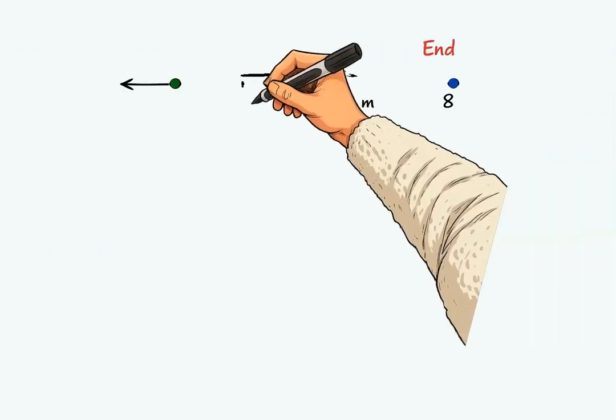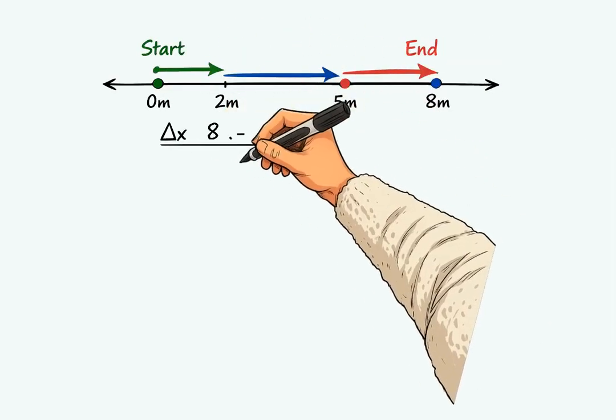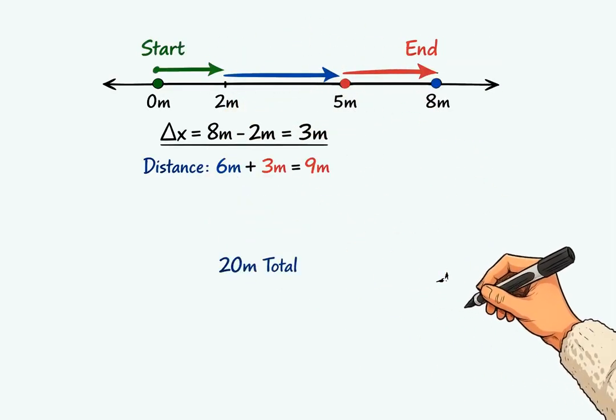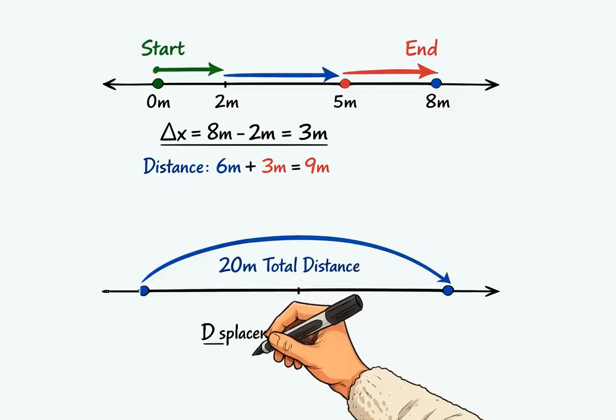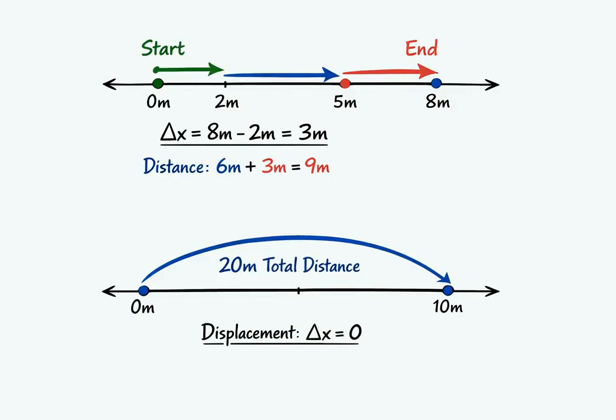If you start at x equals 2 meters, move to x equals 8 meters, and then end at x equals 5 meters, the displacement is delta x equals 5 meters minus 2 meters equals 3 meters, but the distance traveled is 6 meters plus 3 meters equals 9 meters. Both are meaningful. They answer different questions. Displacement answers, where did you end relative to where you started? Distance answers, how much ground did you cover?